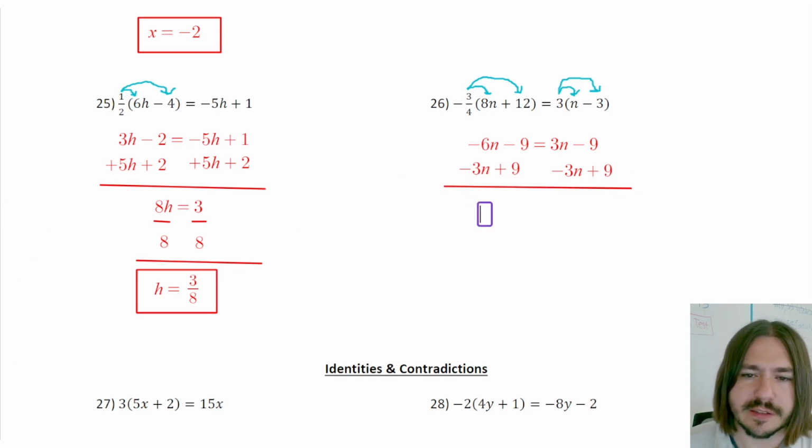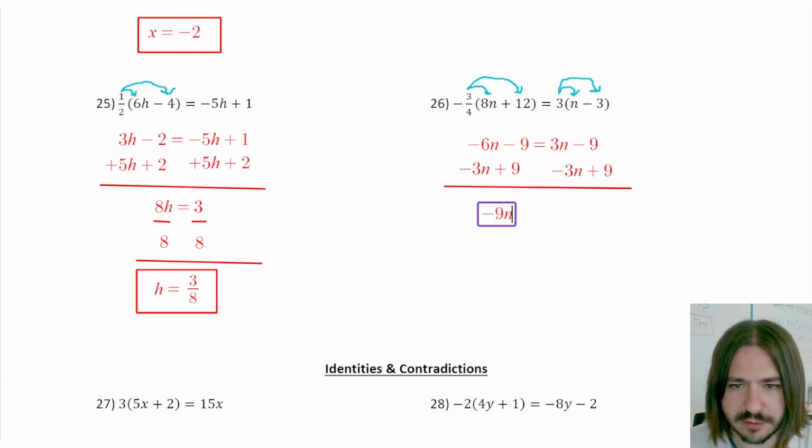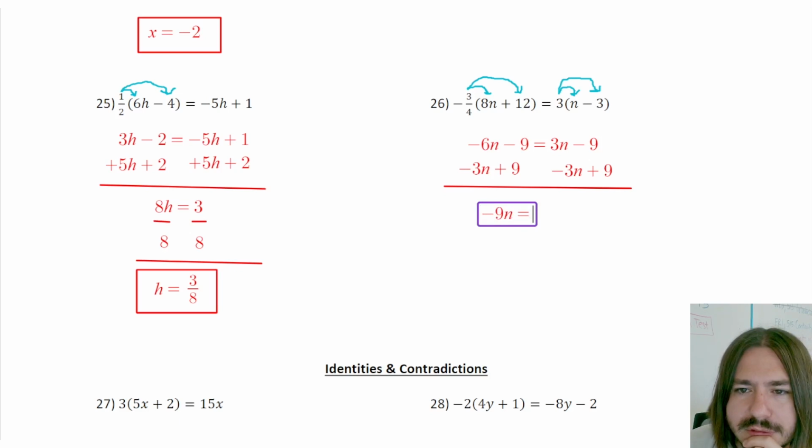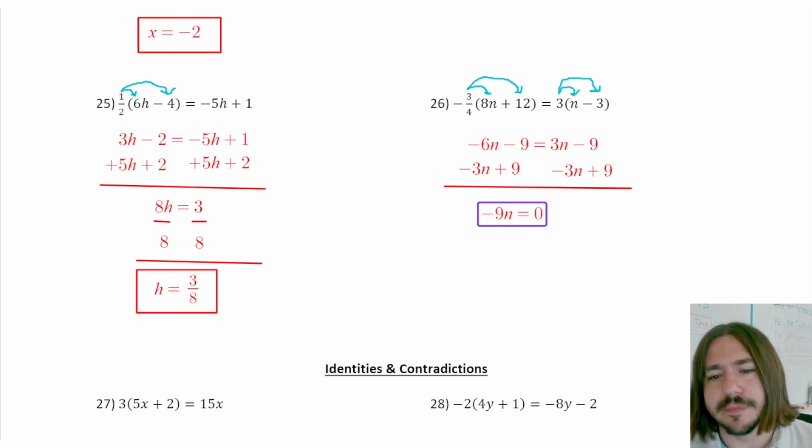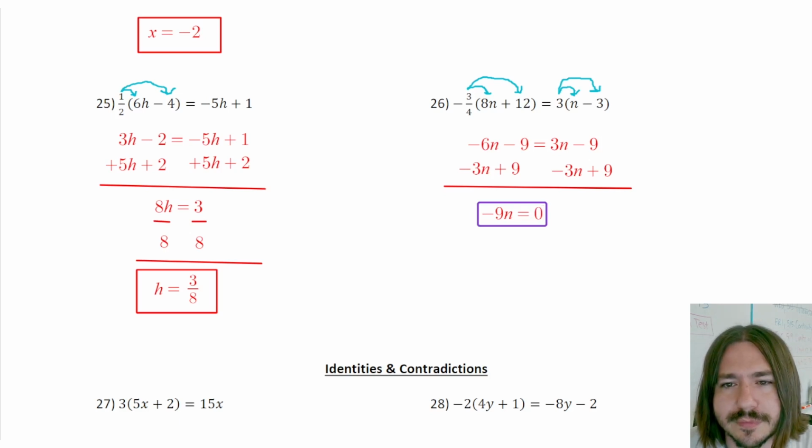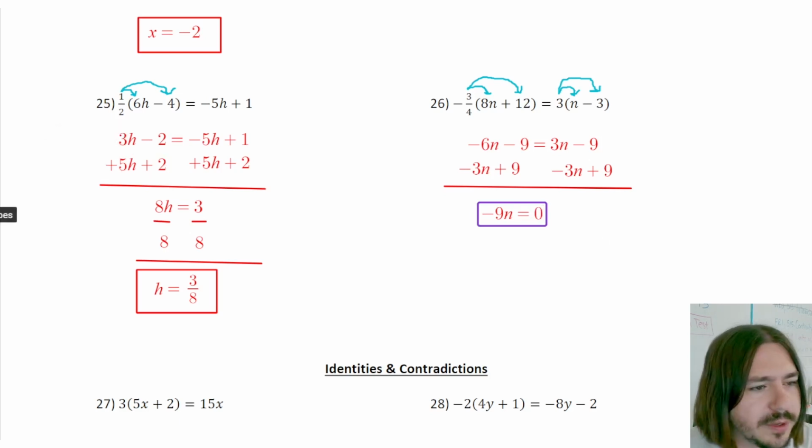So we get negative 6n minus 3n is negative 9n. And on the right-hand side, we just get, now wait a minute, do we just get 0? Let me just double check my math here. I think we do get 0. Yeah, okay, no big deal.